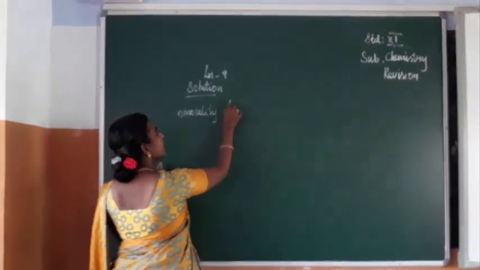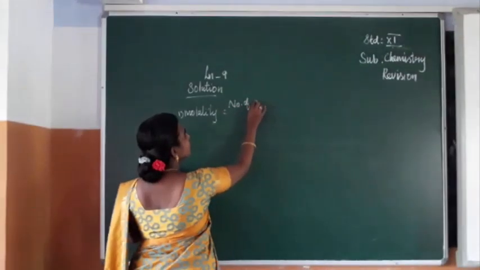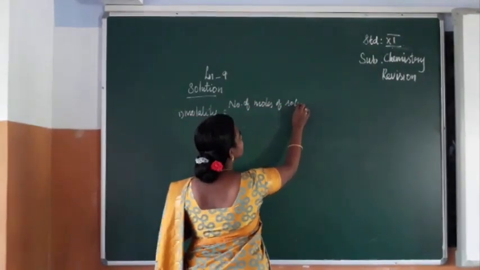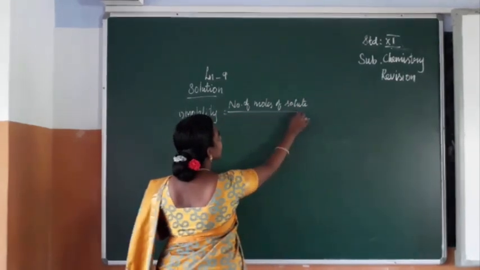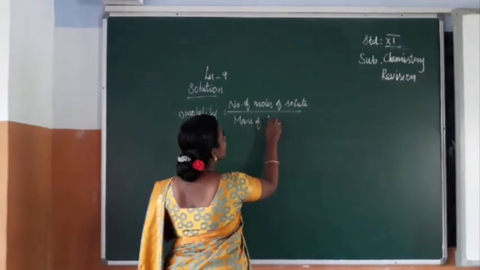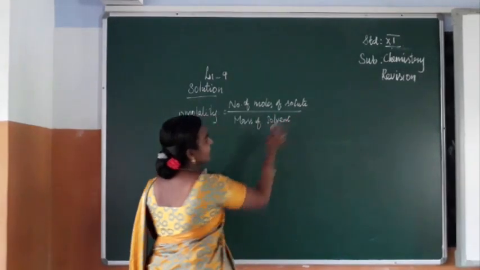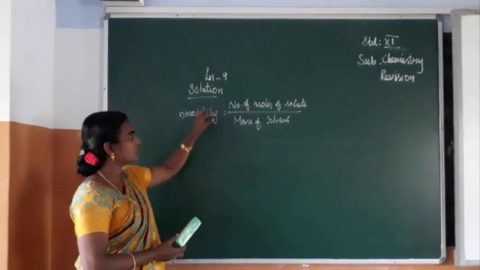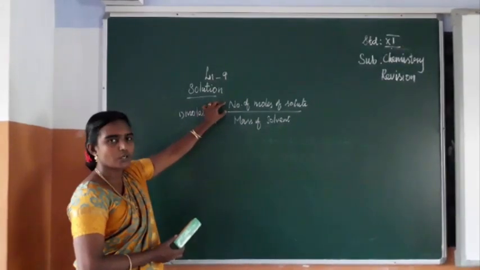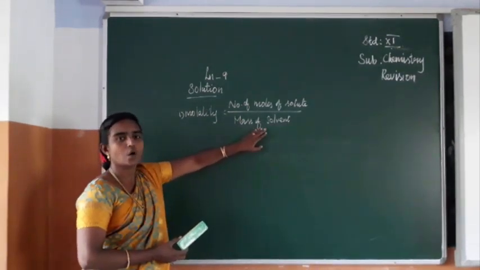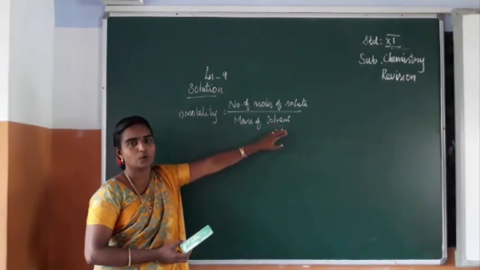Molality is the ratio between the number of moles of solute divided by the mass of the solvent. The mass of the solvent should be given in kilograms.